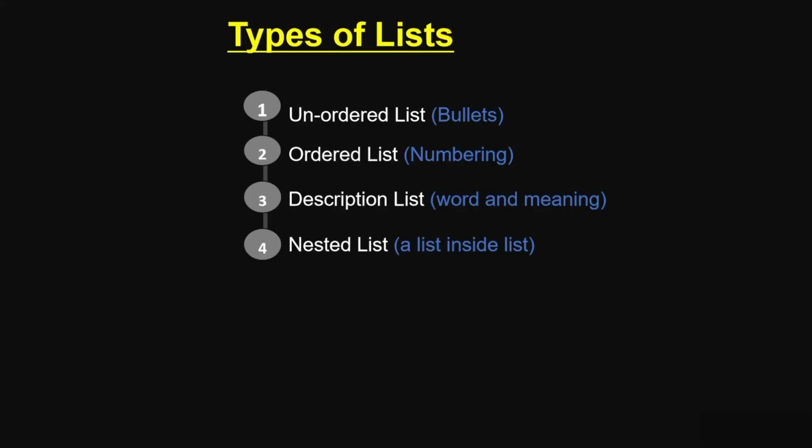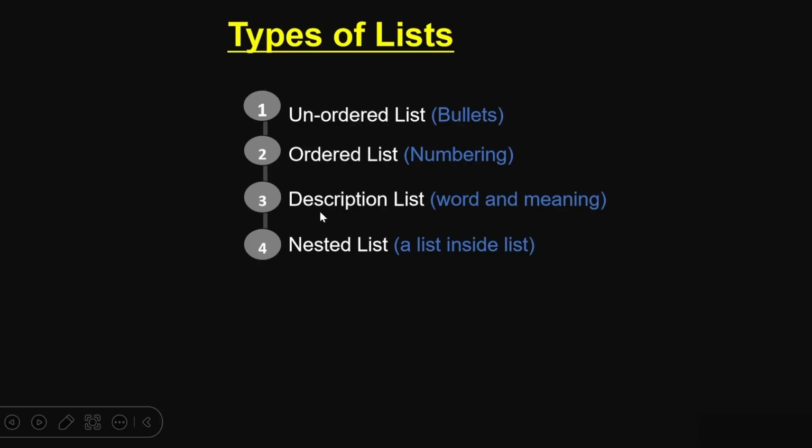Bismillahirrahmanirrahim. In this video we are going to discuss types of lists in HTML. We have 4 types of list in HTML. One is called unordered list, that is a list with bullets, just like you use in MS Word as a bullet list. And the second one is ordered list, that is a list with numbers, in numbering.